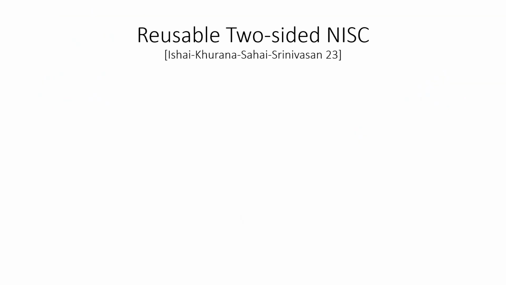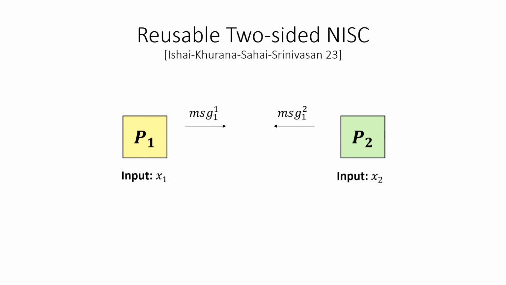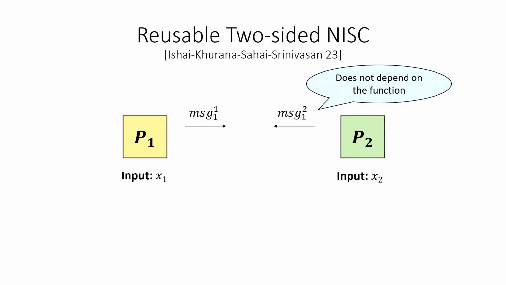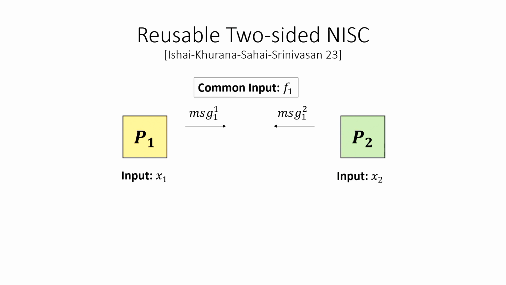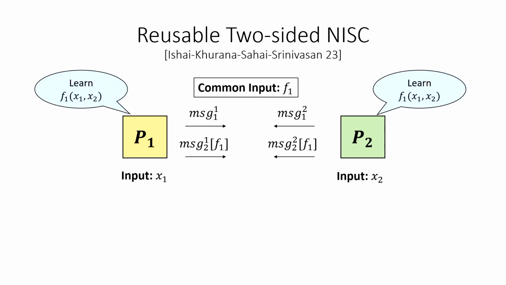So what is reusable two-sided NISC? Well, here the first round message is reusable. But here the setting is a little different. The syntax will be where we're going to be switching the function that we're considering. So for example, consider P1, P2 having a common input, the description of some function f1. Then in this reusable setting, P1 and P2 can now generate the first round message, and for this particular common input f1, they can generate second round messages that depend on f1. So the length of these messages will also depend on f1. And at the end of this exchange of messaging, P1 and P2 will each learn f1 of x1 and x2.